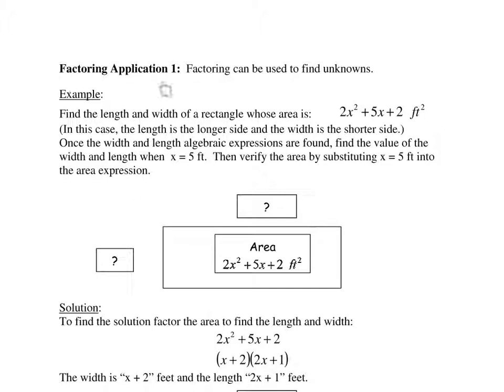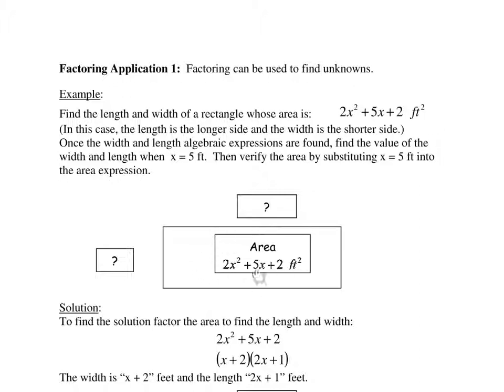Okay, factoring application 1. Factoring can be used to find unknowns. Find the length and width of the rectangle whose area is 2x squared plus 5x plus 2. So this time we know the area, but we don't know anything about the length and the width. It says, in this case, the length is the longer side, and the width is the shorter side. Once the width and the length algebraic expressions are found, find the value of the width and length when x equals 5. Then verify by substituting x equals 5 into the area.